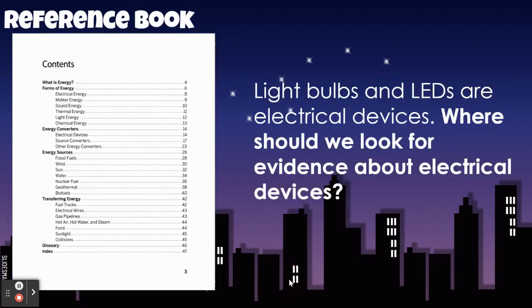So let's look inside our reference book at the table of contents. Where would we go in our table of contents to find evidence about electrical devices? Take a look at all these options. And if you said page 14, good job. Page 14 has the title, Electrical Devices.